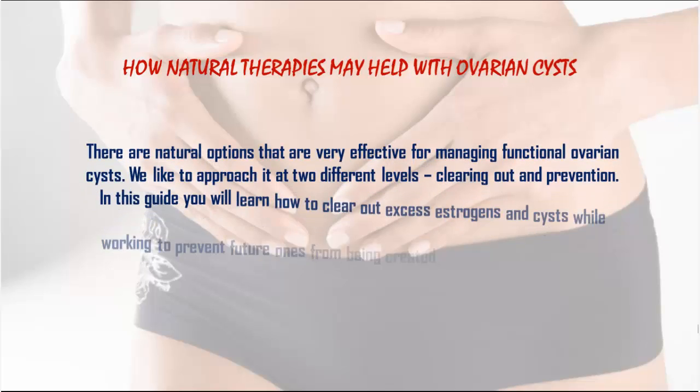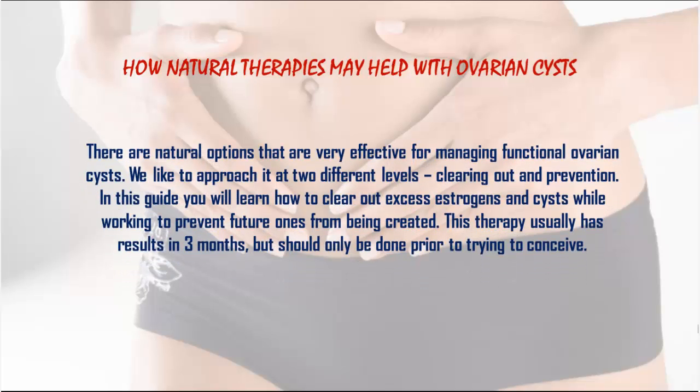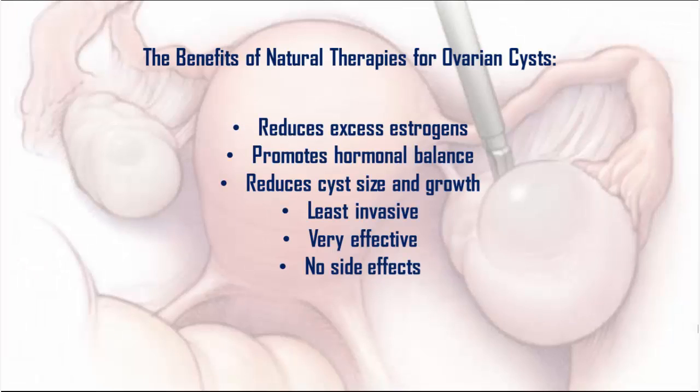How natural therapies may help with ovarian cysts. There are natural options that are very effective for managing functional ovarian cysts. We like to approach it at two different levels, clearing out and prevention. In this guide you will learn how to clear out excess estrogens and cysts while working to prevent future ones from being created. This therapy usually has results in 3 months, but should only be done prior to trying to conceive.